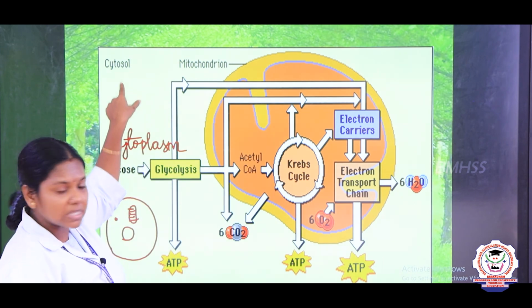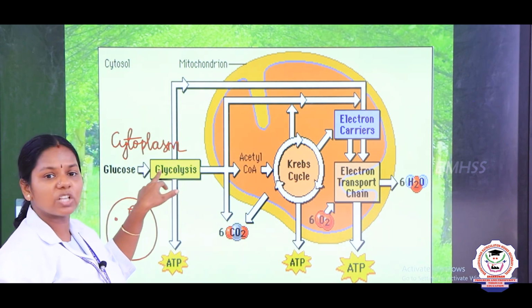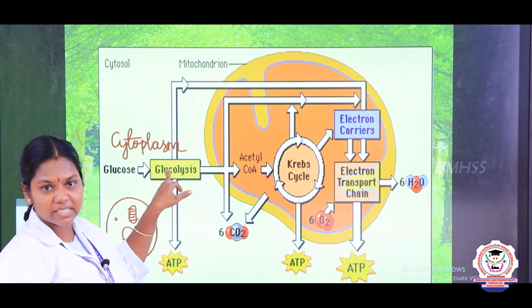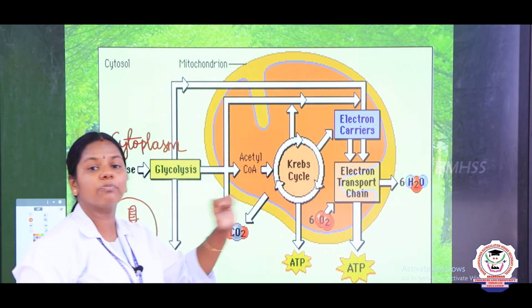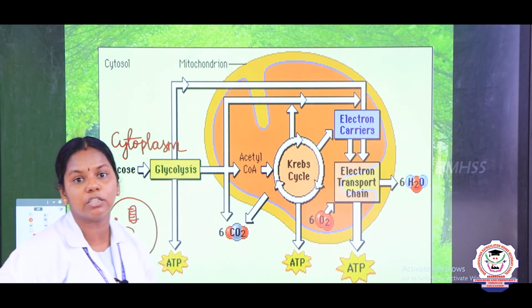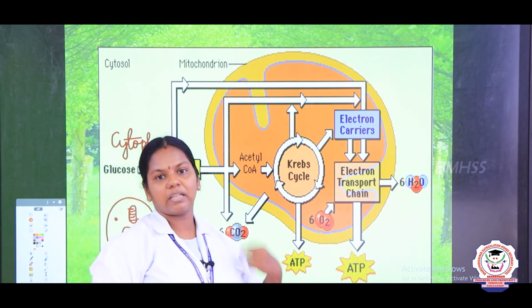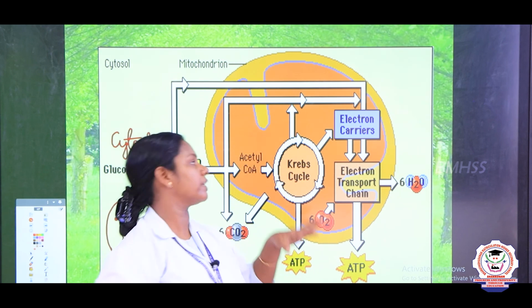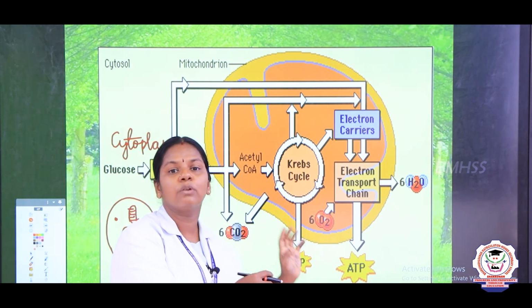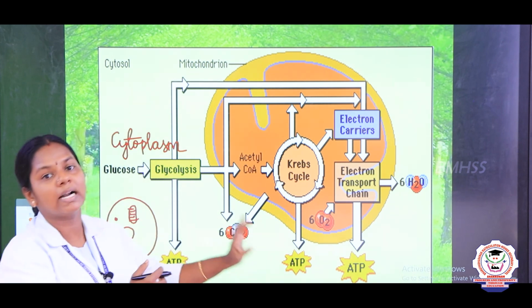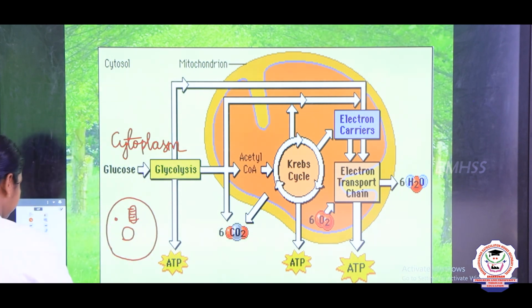Cytosol, in the cytoplasm what takes place? Glycolysis, the process of conversion of glucose into pyruvic acid takes place in the cytoplasm. And the Krebs cycle, the process of breaking down pyruvate into carbon dioxide, ethyl alcohol, water, everything takes place in the mitochondria. So, this is the site for glycolysis and the Krebs cycle.